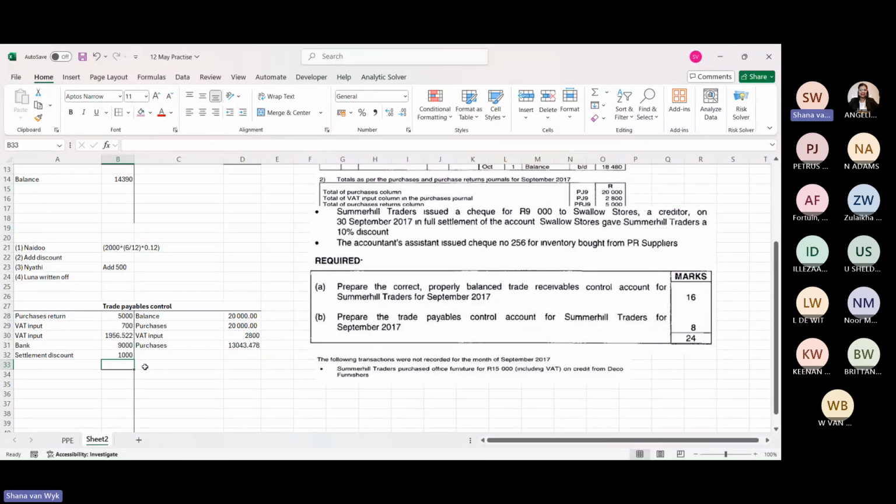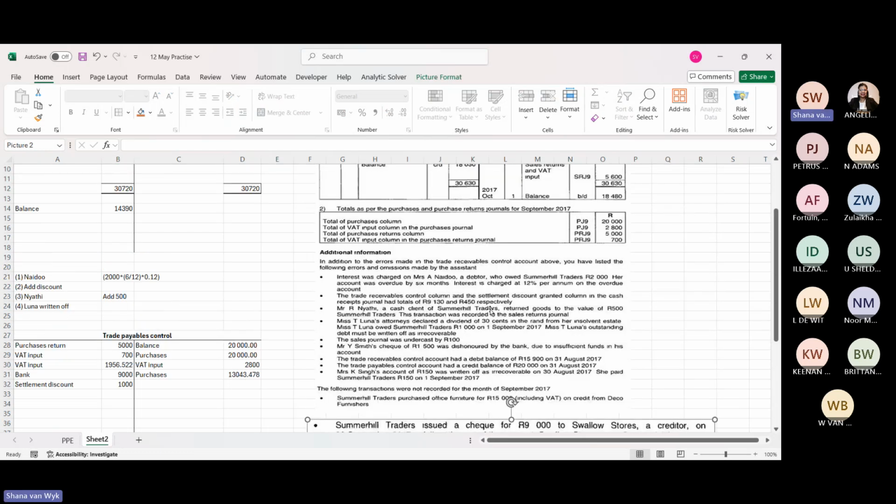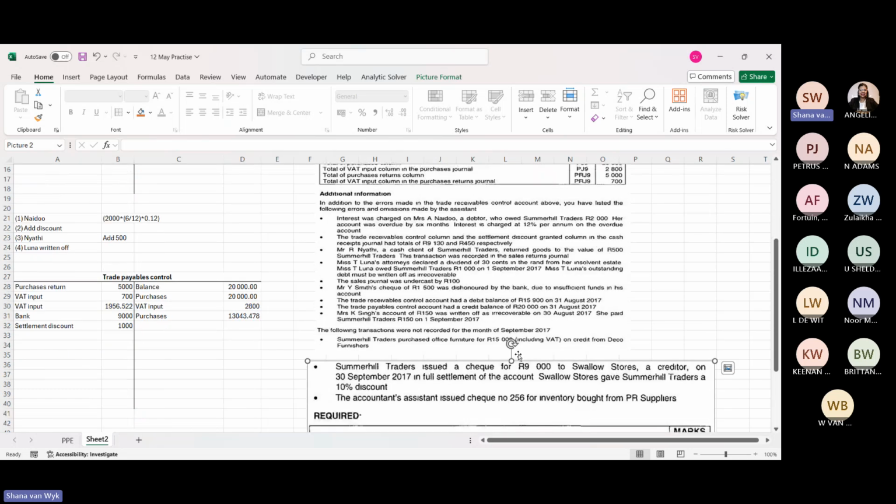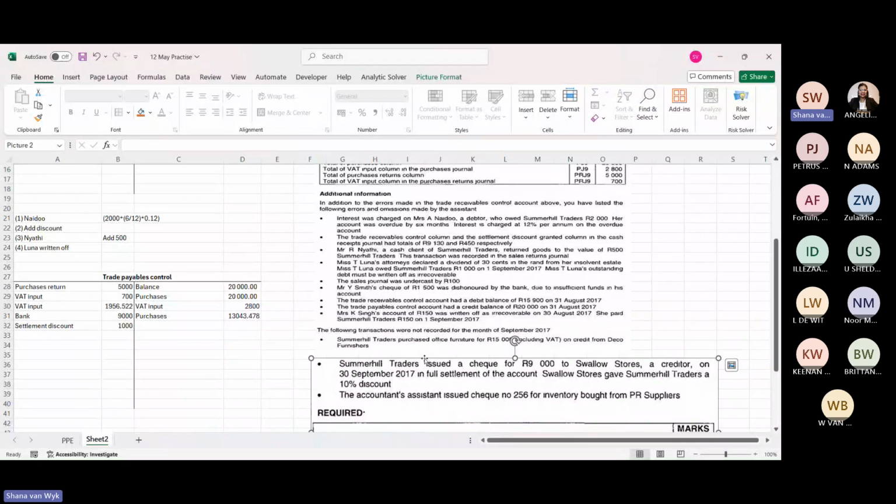Okay, and then the last one. The last one is issued a check. 256. I don't know, I haven't read it. 256 check. How do we know what to write then? No, we don't. It's we bought it. It doesn't come in here. Okay. Yeah. Me doubting myself now.